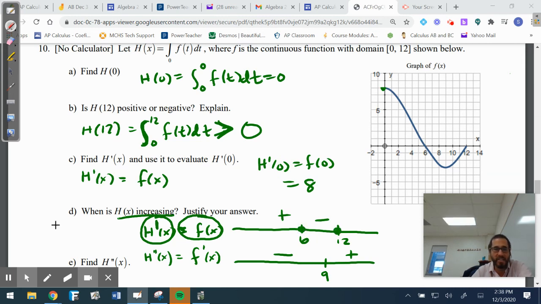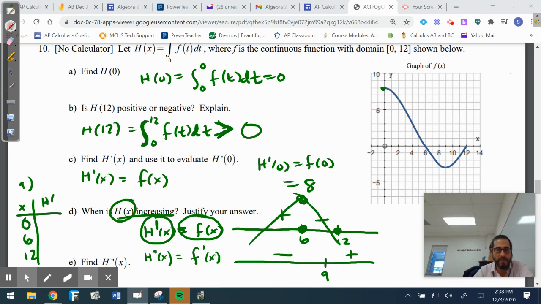That means h of x will increase, then decrease. So that means this guy here is going to be a maximum. But remember, if you look at G, it says to justify your answer. So for part G, I'm going to write it over here to the side. That means you have to make sure you test not only your critical points, which would be 6 and 12. 12 is an endpoint, so it's going to be 12 anyway, but you also got to check 0. And then we're going to put h of x right here.